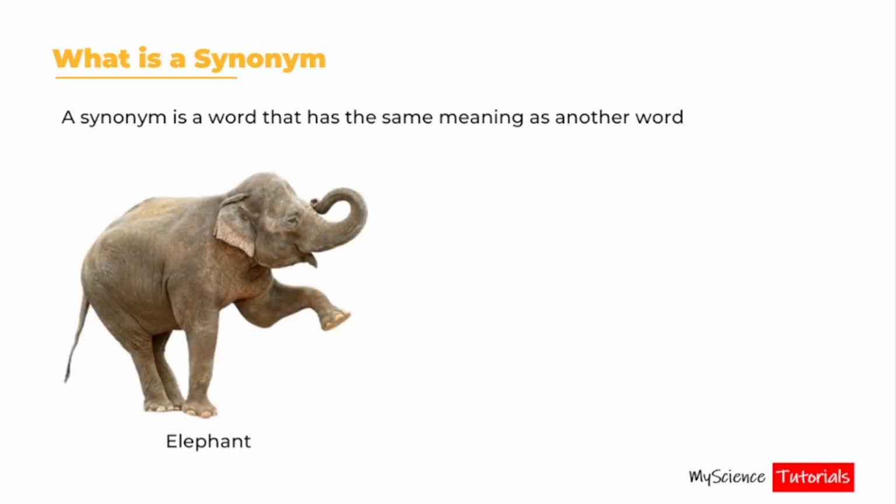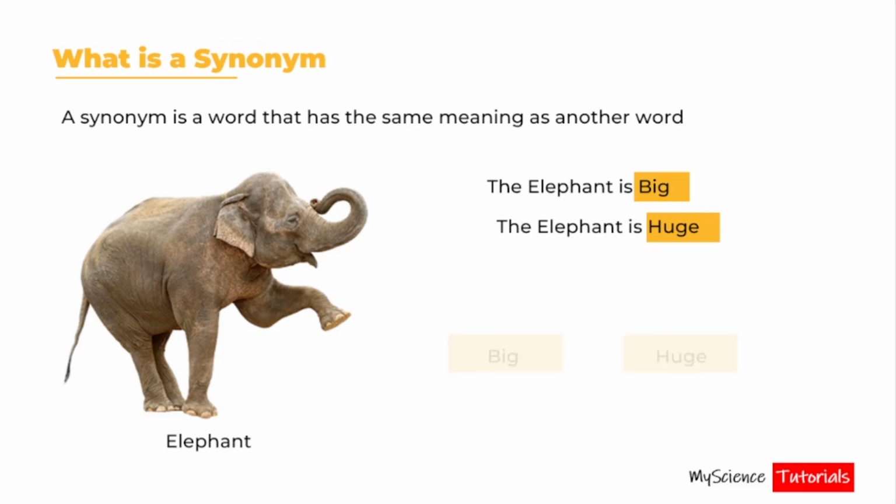So I have an elephant. I can describe this elephant as, the elephant is big. Or another way to say the elephant is big is I can use the word huge. So I can say the elephant is huge. Over here, the two words that are highlighted, big and huge, mean the same thing. They are all describing how enormous, giant, or big the elephant is.